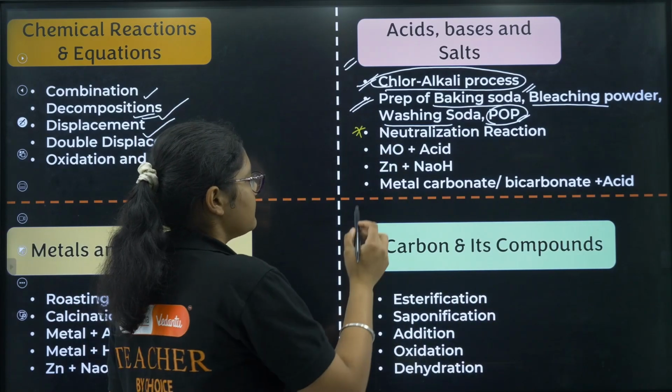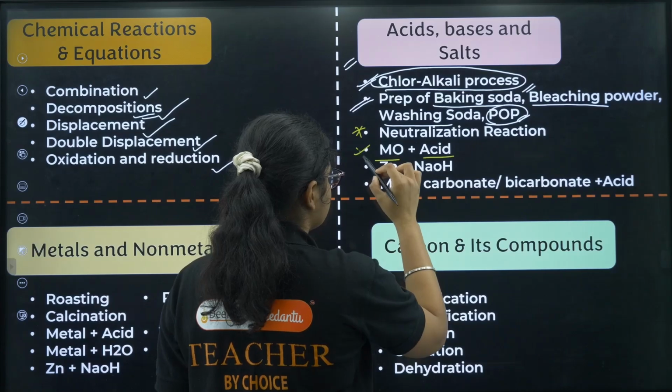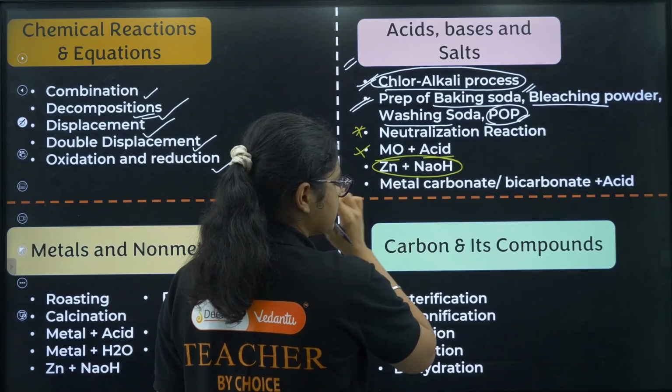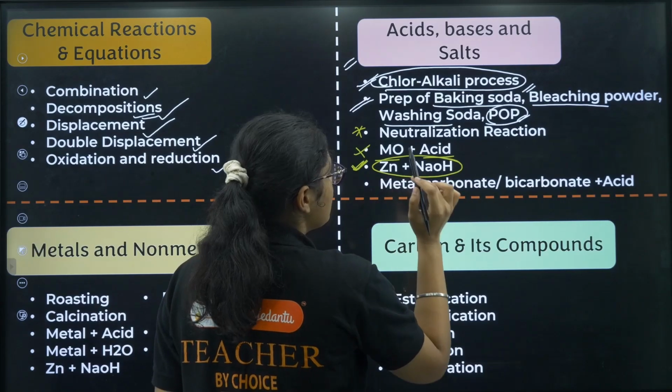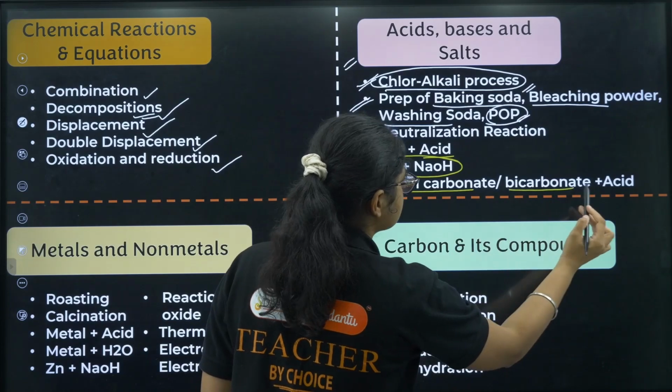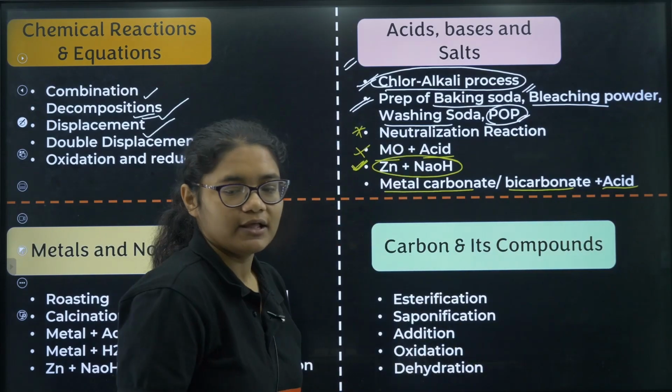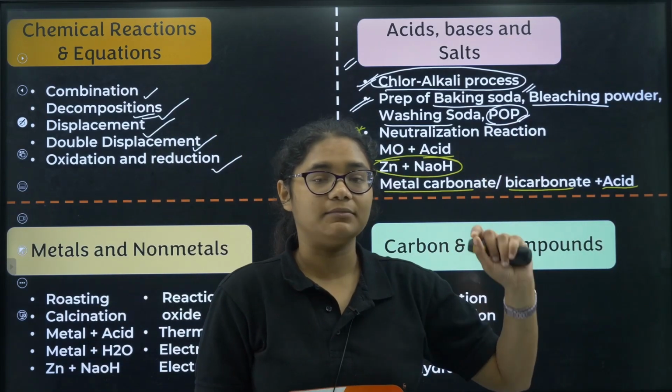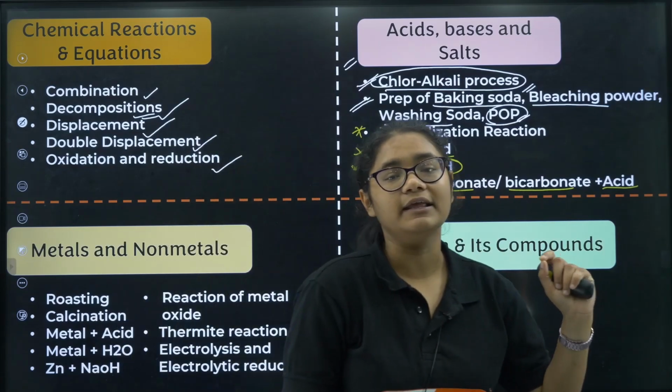Next, coming to metal oxide plus acid. This is important. Zinc plus NaOH is also a very important reaction. Then you have reactions of metal carbonates and bicarbonates with acid. These reactions can be asked again and again, repeatedly, in the exam.